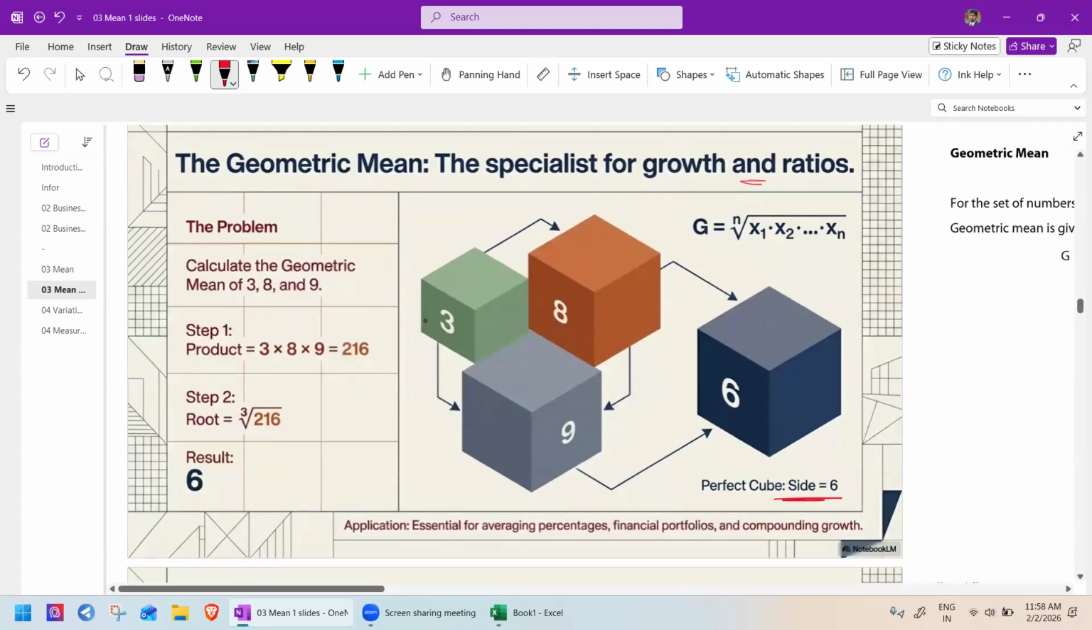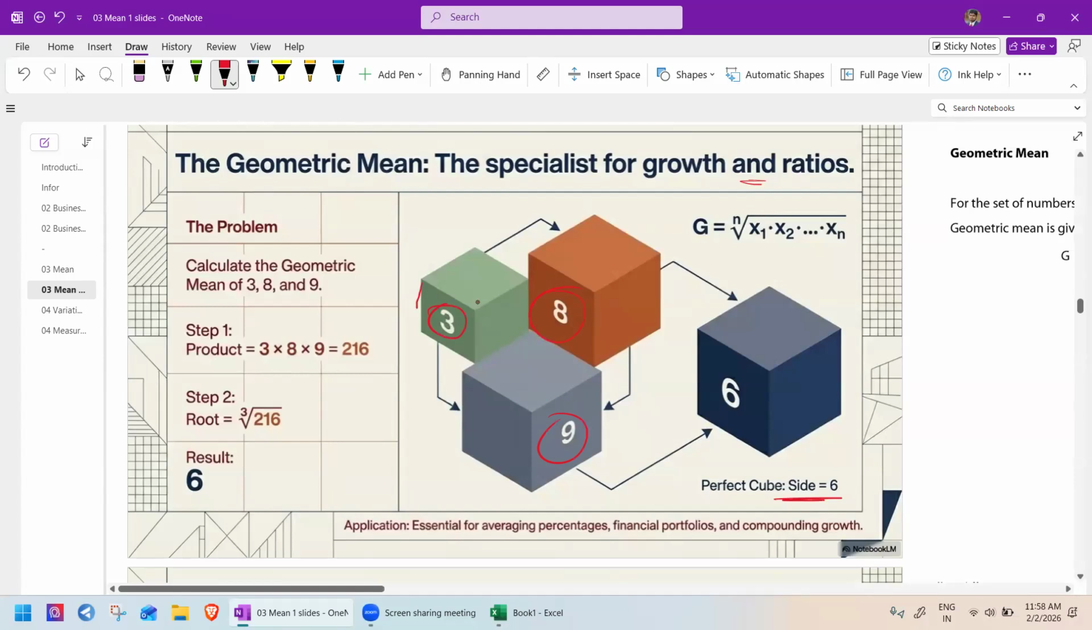Here, this is a very illustrative question. Illustrative figure. The problem: calculate the geometric mean. Assume that there are three cubes. This one is 3, this one is 8, and this one is 9.